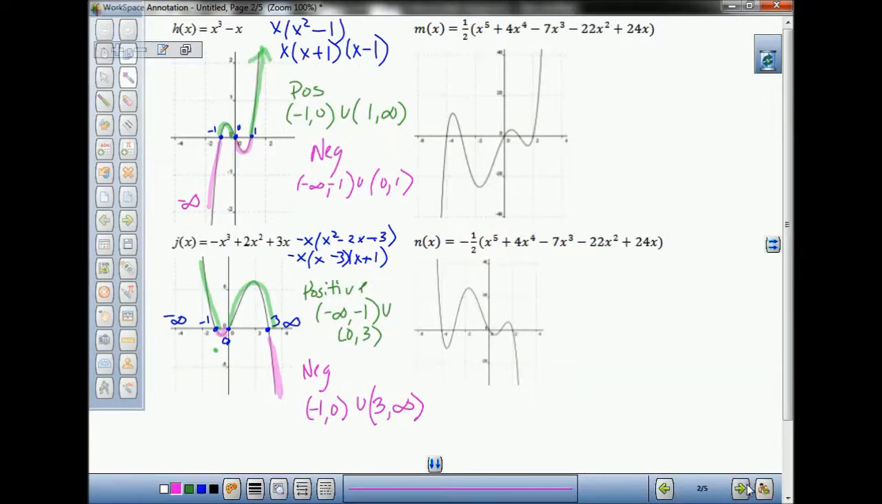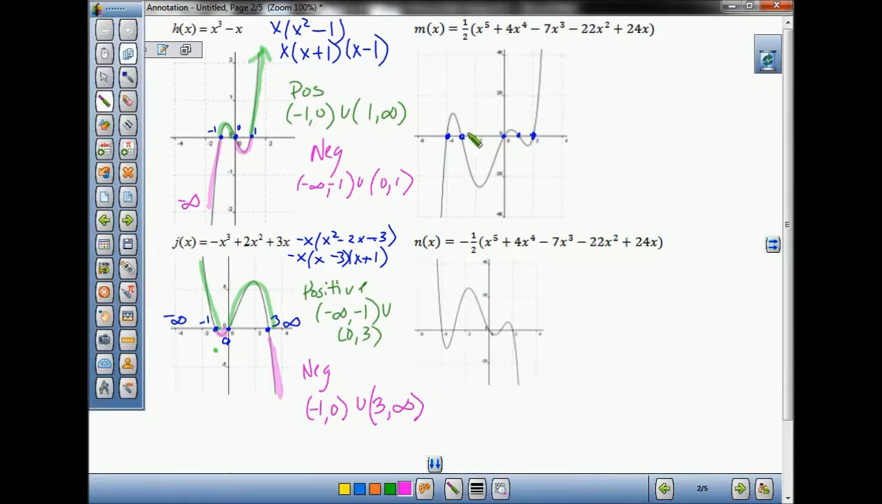All right, and now let's take a look at the last 2. These also have nice zeros. We have one here, here, here, here, and here. So it appears this is -4, -3, 0, 1, and 2. And we want to know where it's positive. So positive is here to here, here to here, and from here to infinity. Negative is from -infinity to here, here, and here.